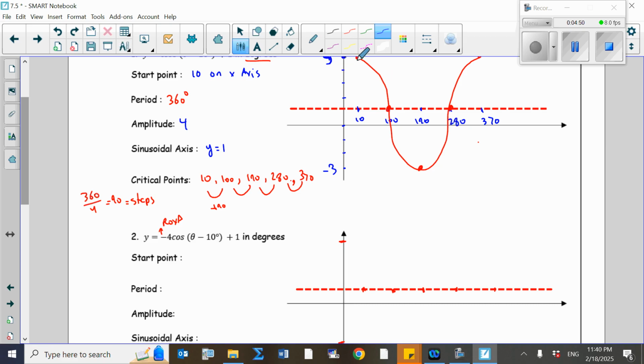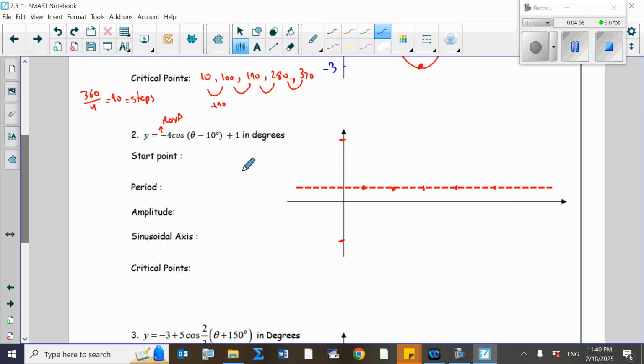But here, I need to reflect this function. That means any high point now will be a low point. Any low point will be a high point. But the middle points will be the same. So instead of starting from a high point, I start from a low point. Then I have middle, then I have a high point, middle point, and then low point. So this will be the graph of my function.